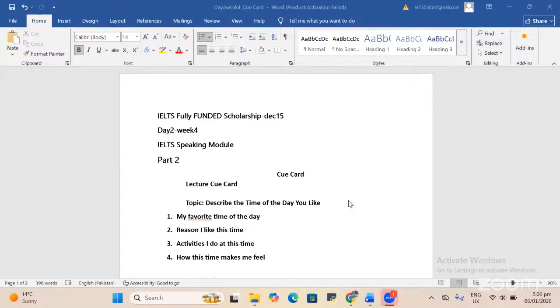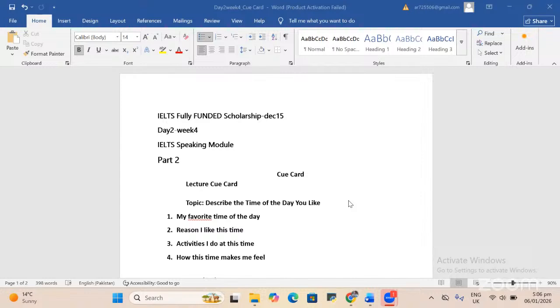So today we will discuss part two question. For part two, basically the examiner gives you a cue card and you have 1 minute to prepare, and then you need to speak for at least 1 to 2 minutes. The cue card is basically a question, and there are 4 points linked with that question.